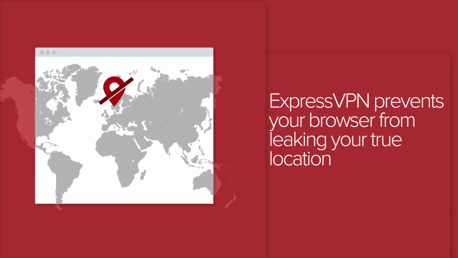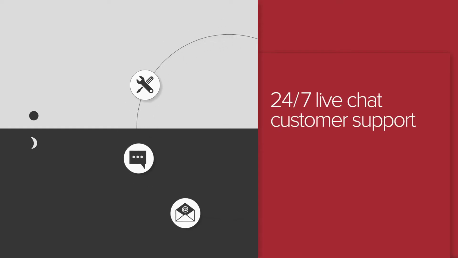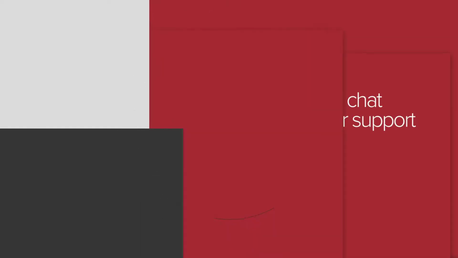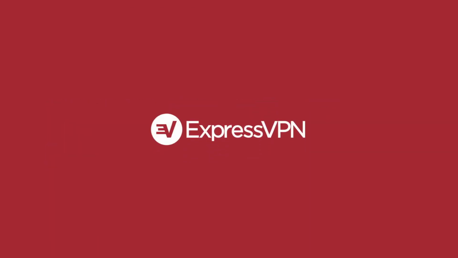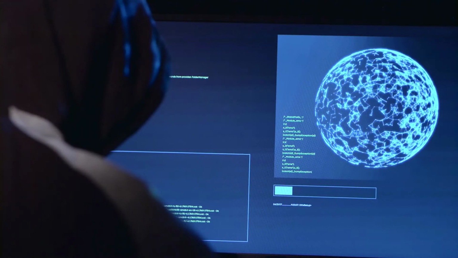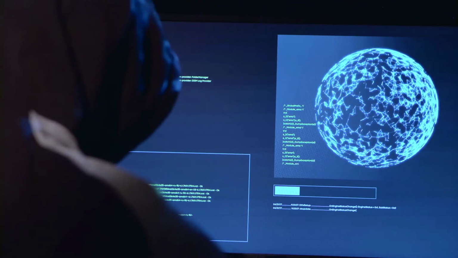ExpressVPN uses future-proof encryption standards that can't be cracked unless you have a supercomputer lying around. Even then, an attack would only be able to decrypt data from a short time period thanks to built-in perfect forward secrecy. A kill switch and DNS leak protection ensure none of your data ever escapes the encrypted VPN tunnel.